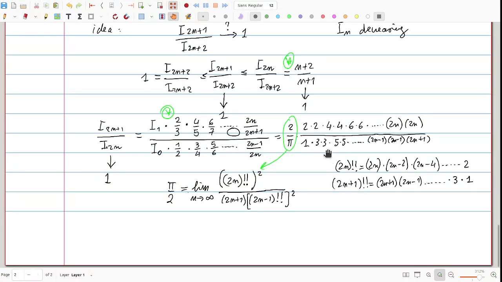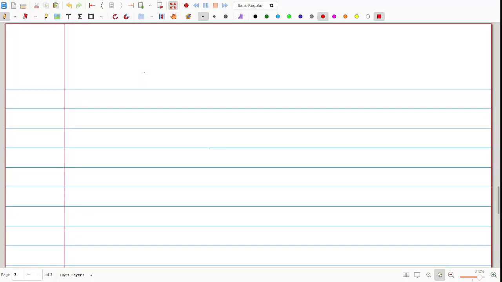Now the last part of the proof is finding the exact value of the constant C in Stirling's formula.